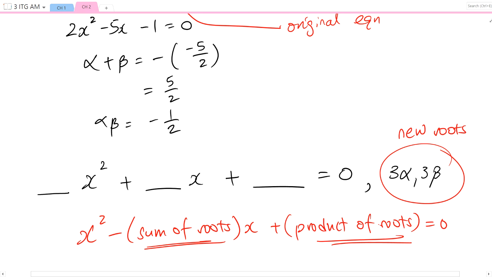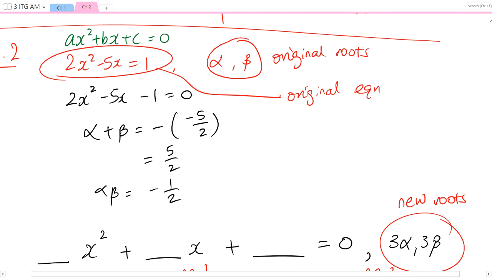In order to find the new equation, I require the sum of the new roots and the product of new roots to get my new equation. Is this okay? Then what do you mean by old roots? Original roots. That was given in the question. Look, worked example 2, alpha and beta are roots of the equation 2x squared minus 5x equals to 1. So that equation has roots alpha and beta. They are our original roots.